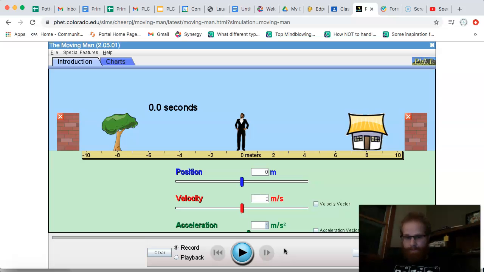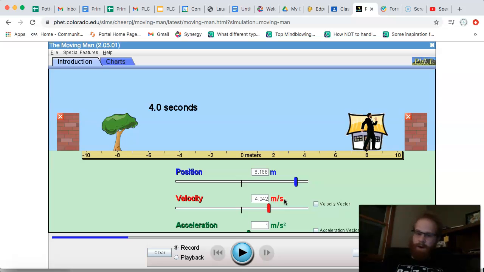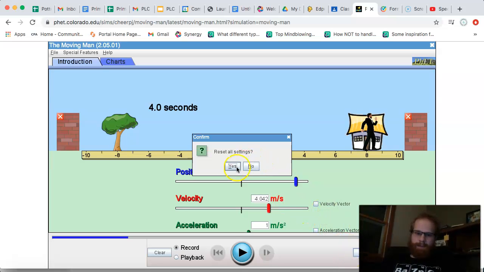All right, let's see if you're right. So we can see that the guy is actually starting to speed up. He's moving faster. With every passing second, his speed or velocity increases. Right now it's 3.6. If I let him go a little more, now it's 4.04. So acceleration is whenever a speed or velocity increases.